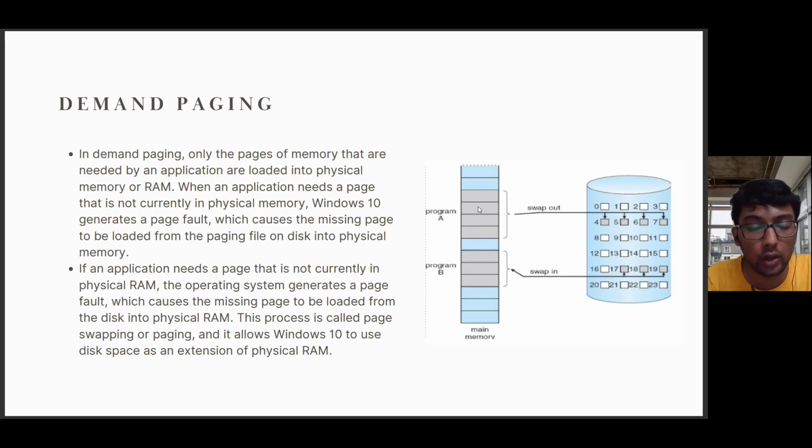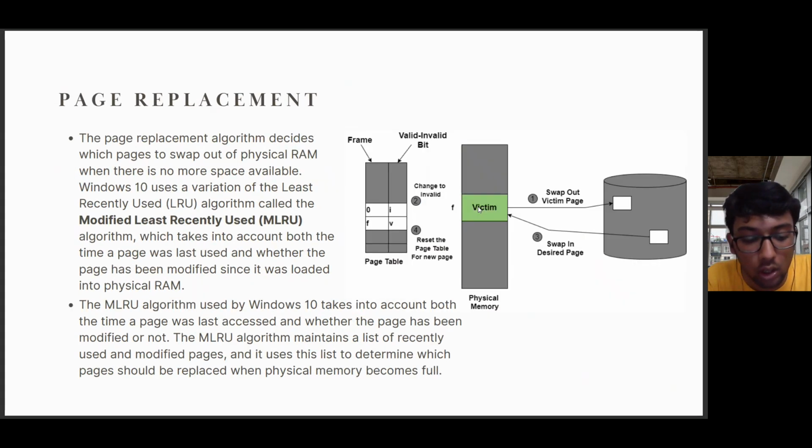When a page fault is generated, the required pages need to be placed into the memory. If there is empty space available, then it is loaded without any issues. But if the memory is full, then we will have to replace the existing pages. This is known as page replacement. In Windows 10, the page replacement algorithm is a variation of the least recently used algorithm, or LRU, which is called the modified least recently used algorithm, MLRU. It takes into account both the time the page was last accessed and whether it was modified or not.